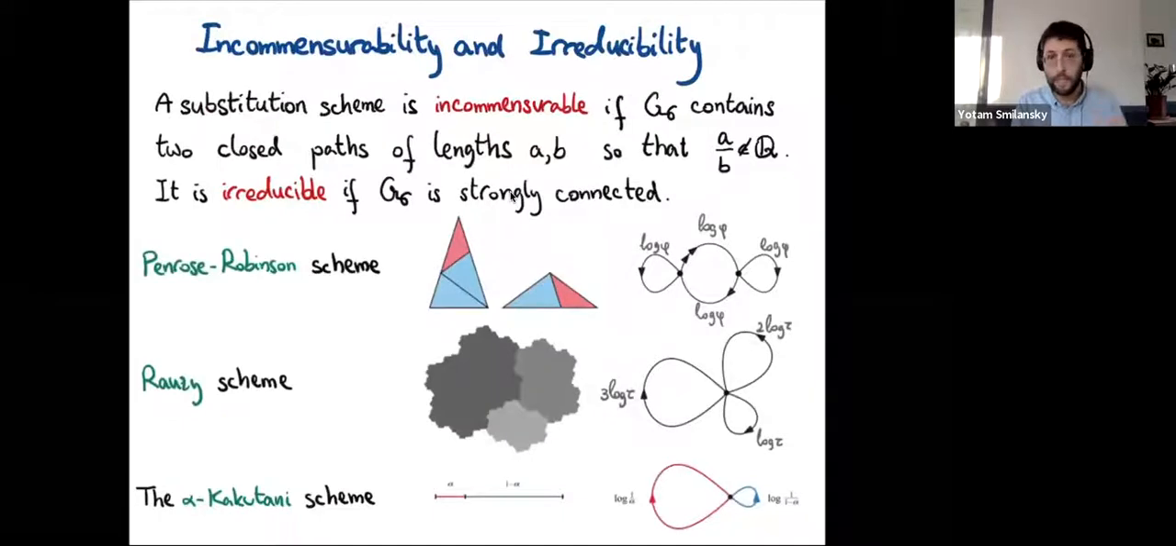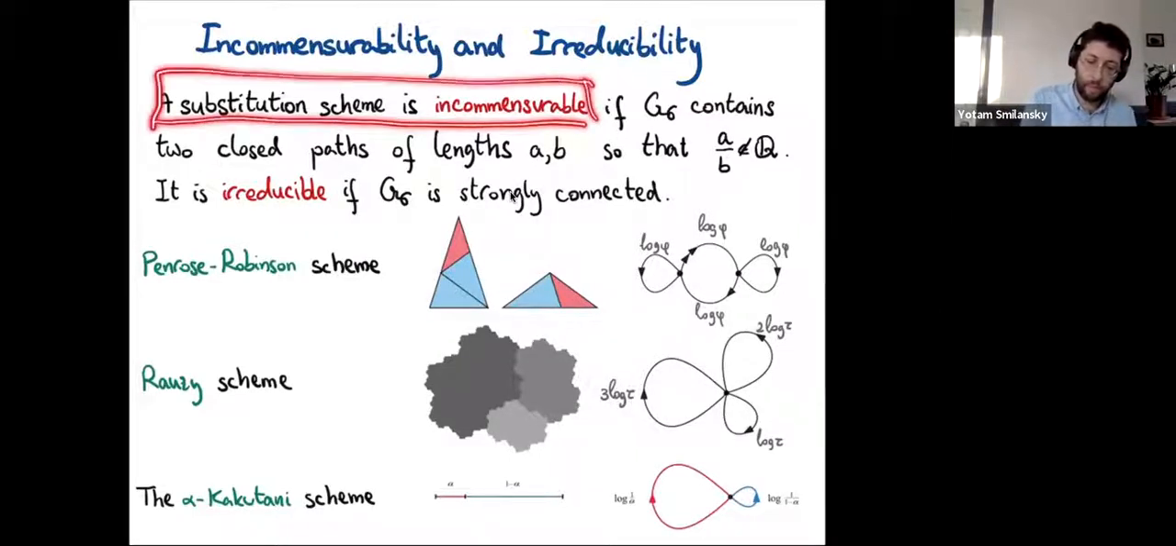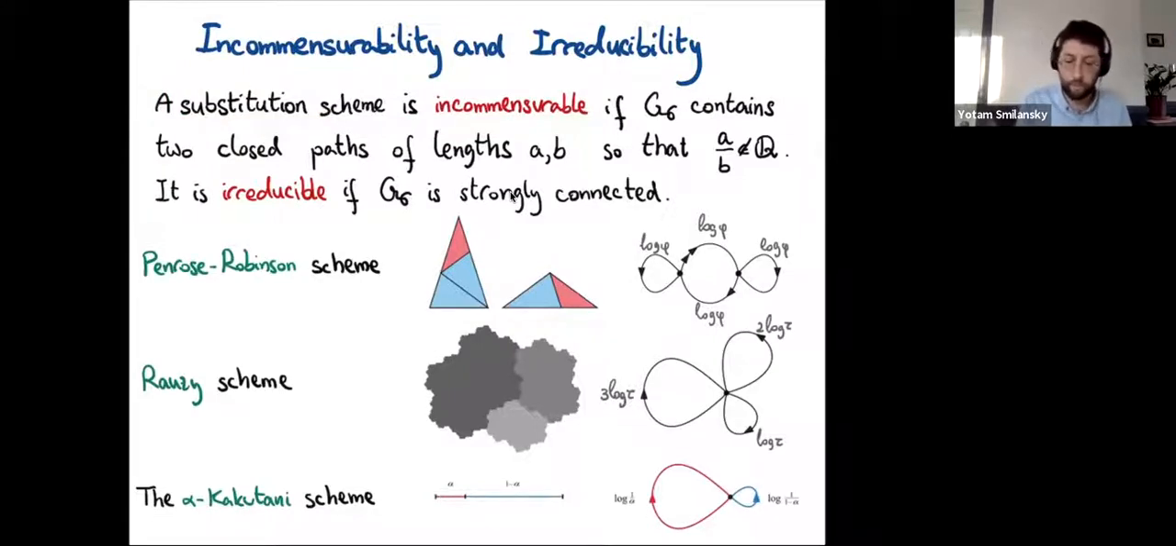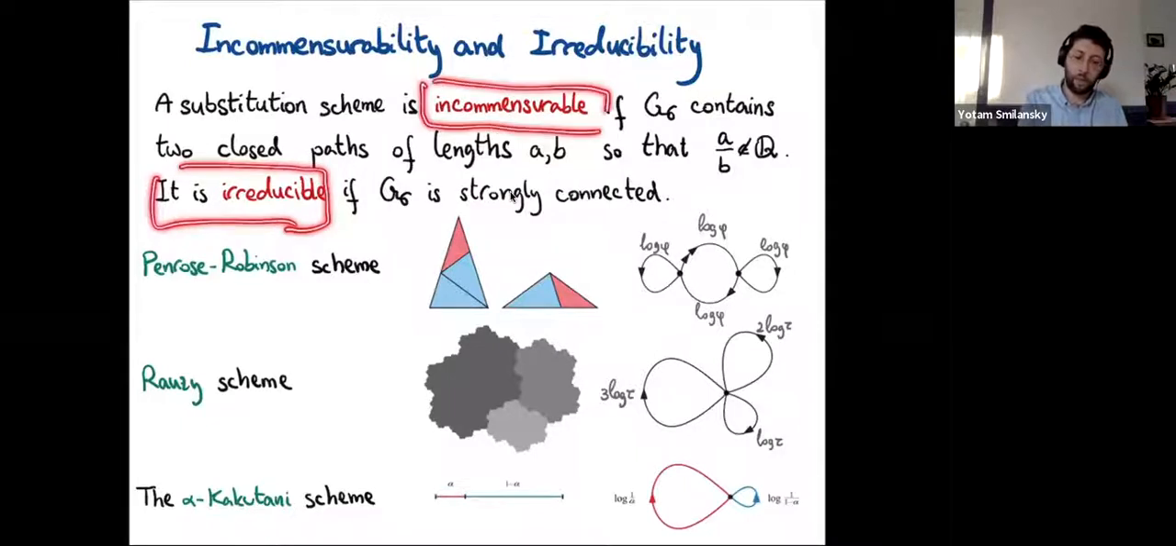There are two basic cases of multiscale substitution tilings. The one that I'm interested in is called the incommensurable scheme. What is incommensurability? It can be defined in many ways, but the simplest way is to say that the scheme is incommensurable if its associated graph contains two closed paths of lengths which are incommensurable, the ratio of which is irrational. Otherwise it would be commensurable. And a scheme is irreducible if the graph is strongly connected. It is very standard to assume irreducibility, and this incommensurability is the new ingredient.